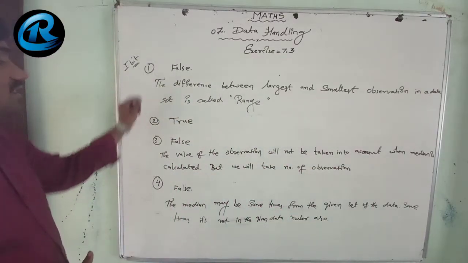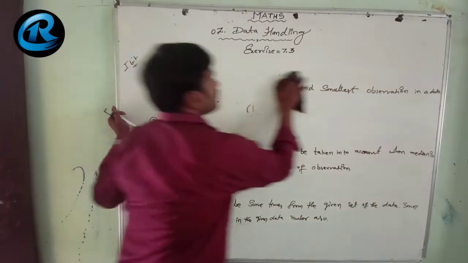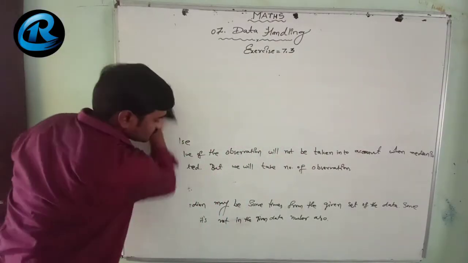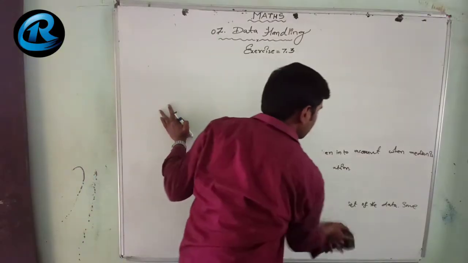So you can say these are the four true or false statements and their reasons, the first bit. Now we go for the second question from this exercise 7.3. We have only 5 questions in this, and the first bit we have already completed.